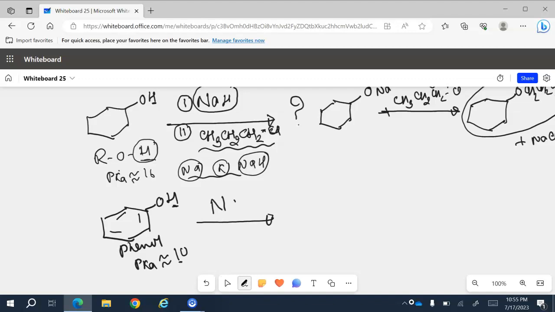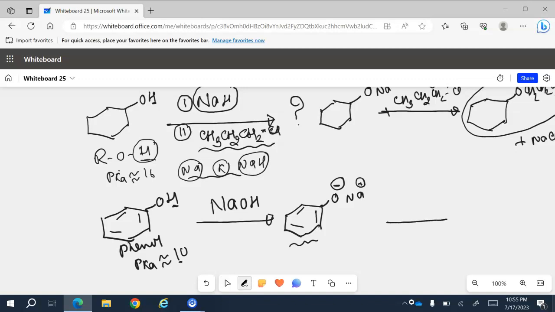We can use a strong base like sodium hydroxide. Sodium hydroxide will be able to deprotonate that, resulting in the formation of phenoxide, O minus. It is called phenoxide. Of course, sodium will go next to it, sodium phenoxide. Be careful. This happens with phenol only, phenoxide. Okay, it has to be the aromatic ring.